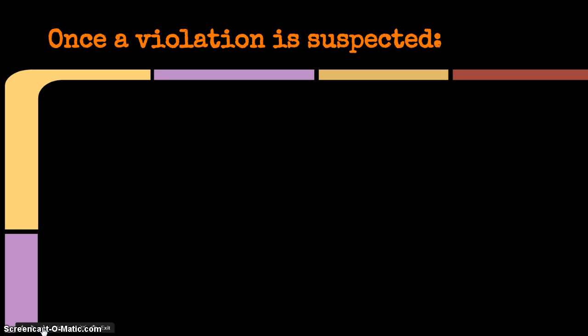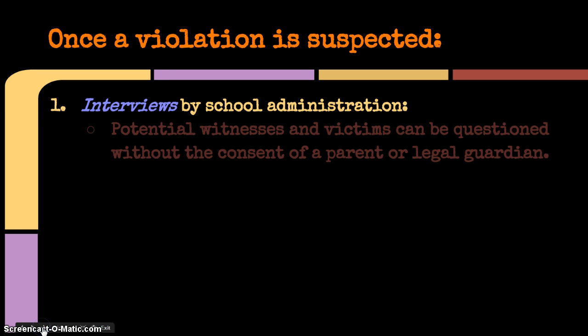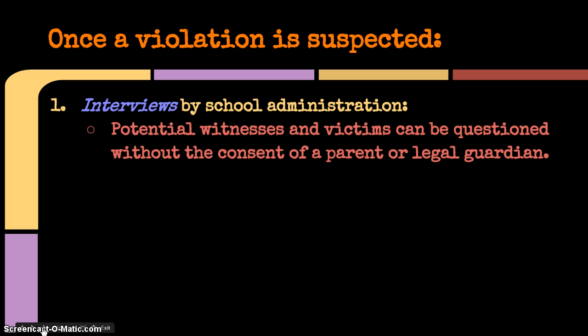Once a violation is suspected, so there is that reasonable suspicion, then our administration has the right to go down two different routes. They are able to interview potential witnesses and victims and just question them in order to find out more about the incident. This can be done without the consent of a parent or legal guardian.